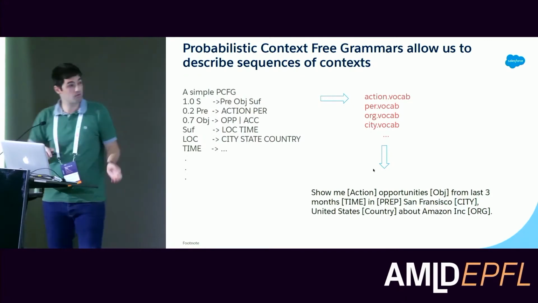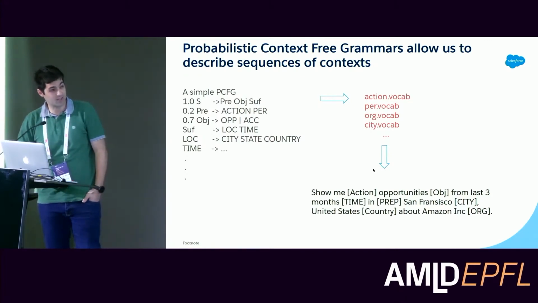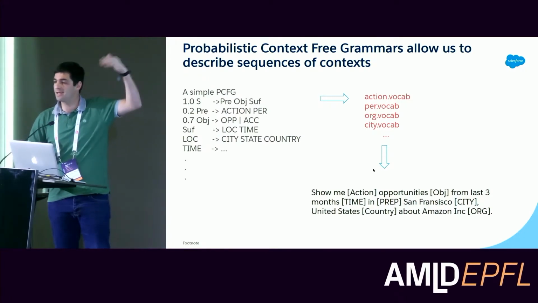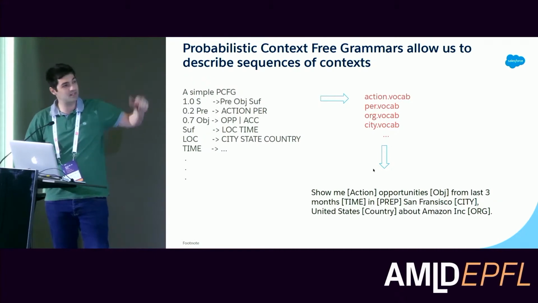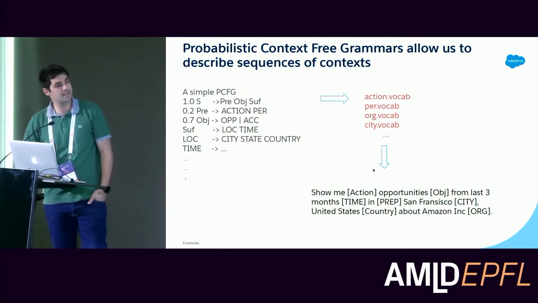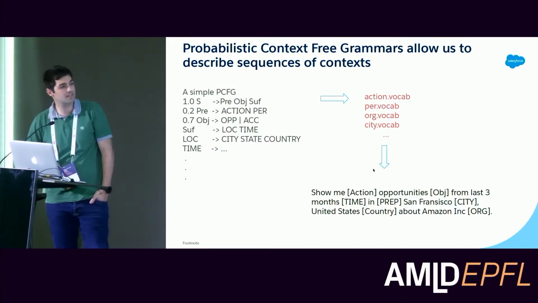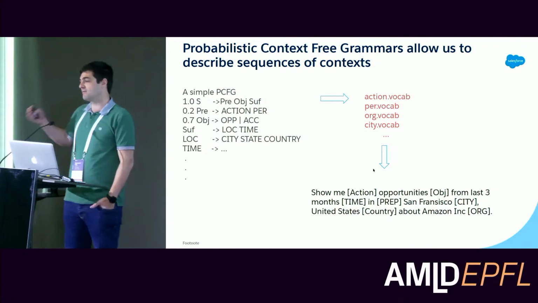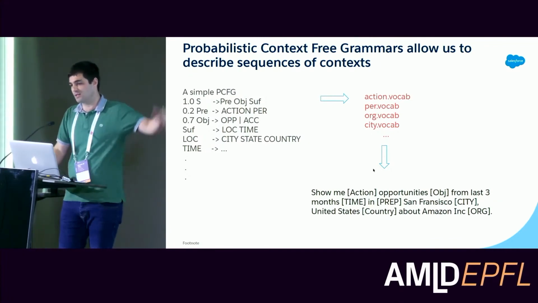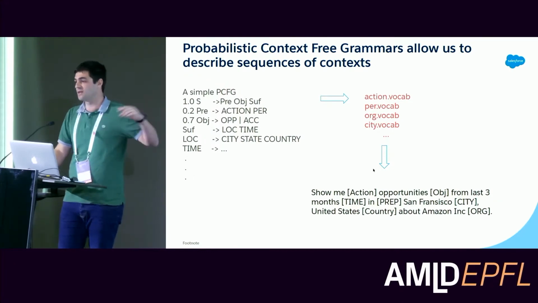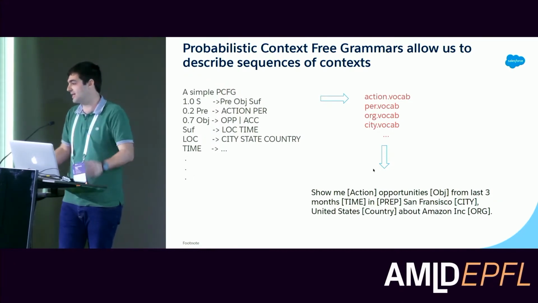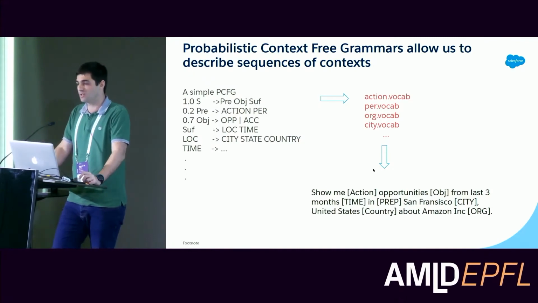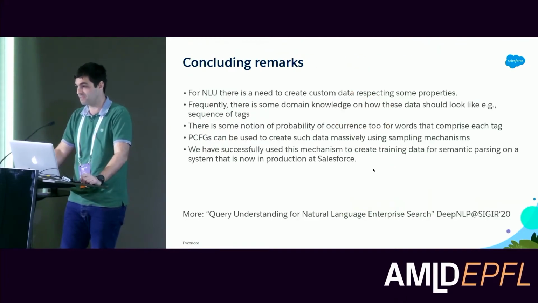And then you go through each slot. Action is a slot, object is a slot, and you apply sampling from these vocabularies. They can come with probabilities, and you fill them. And so you can generate realistic queries like: show me opportunities from last 3 months in, is a preposition, San Francisco, United States, about Amazon Inc. Given a sufficient collection of vocabulary terms, you can imagine that you can generate a ton of them. You can introduce misspellings. You can introduce abbreviations. You can really play with it to make it more complex so that the collection can inform the model to learn stuff that you care about.